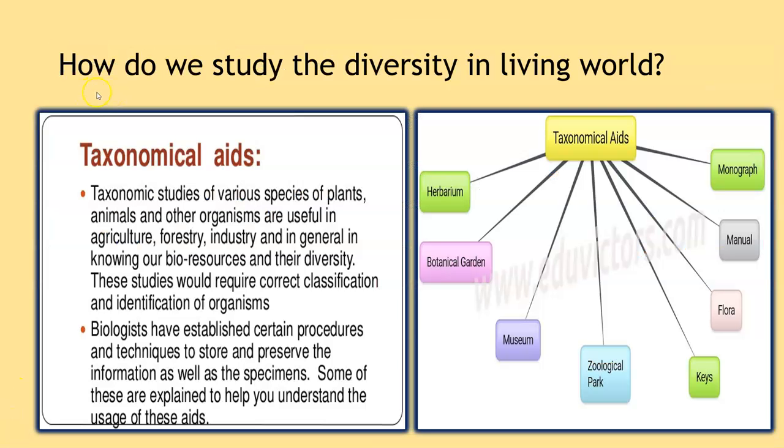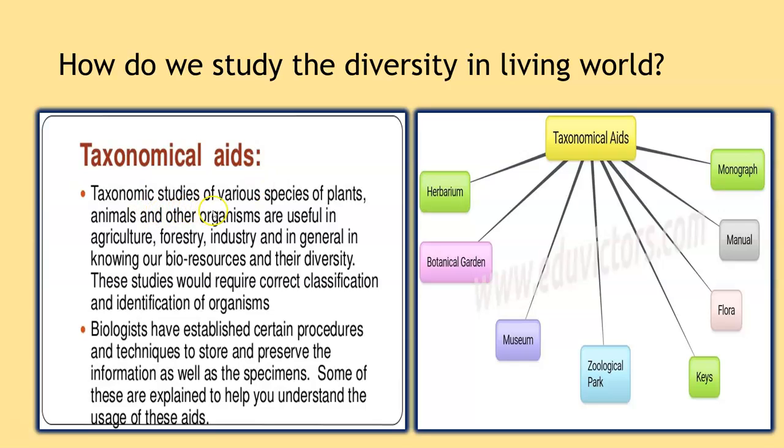So students, our question is, how do we study the diversity in the living world? Diversity is the differences among the organisms that are present in our ecosystem, or the organisms that are living together in a particular ecosystem or in closely related ecosystems. You have something called taxonomic aids.